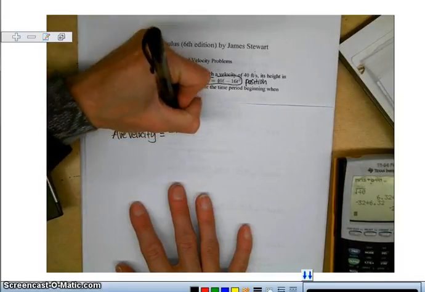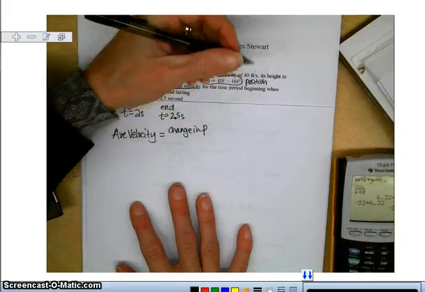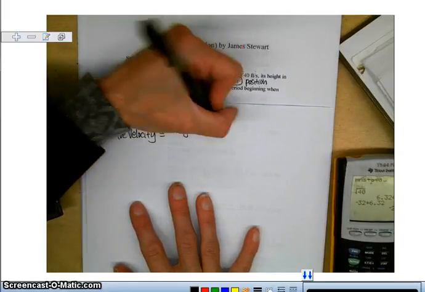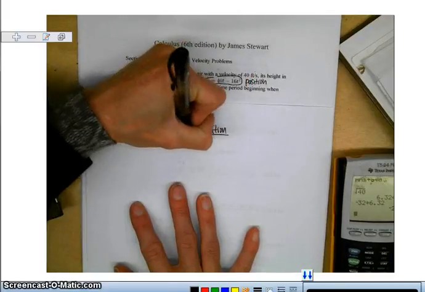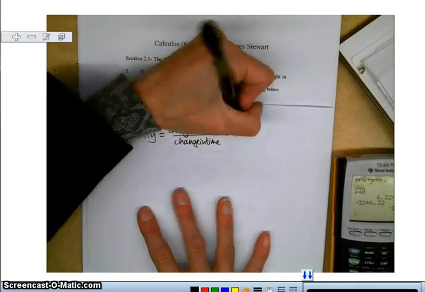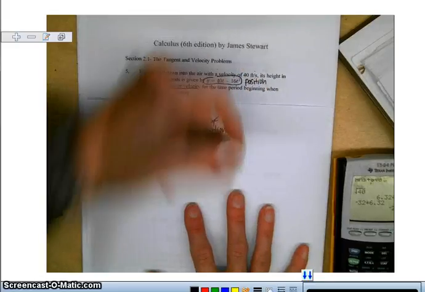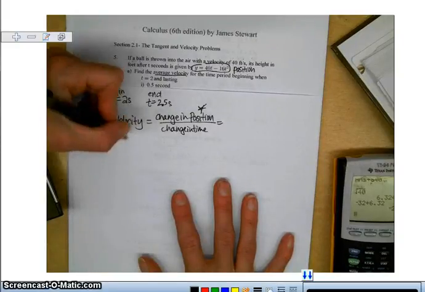Okay, so change in position, same as the change in distance. You might like it better if I call it the change in position. Change in position over change in time. So how am I going to find the change in position? That's the one you really have to think about. Do we have a function to represent position? What is the function that represents position?